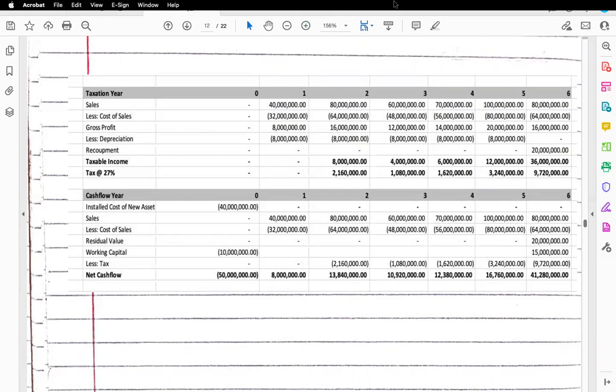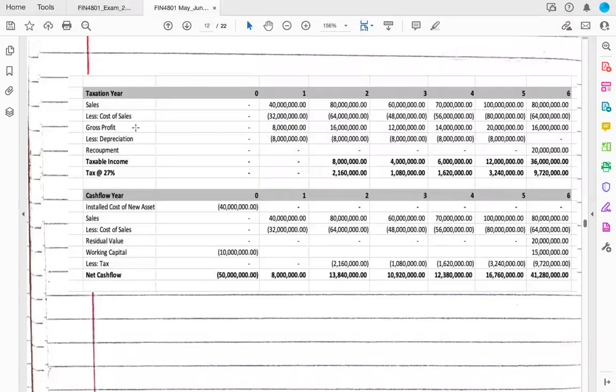So to calculate the tax, you have to recreate your income statement. And of course, your income statement starts with your sales, and then it has your cost of sales, then you get your gross profit, then you subtract your depreciation or any other operating costs if you're given. Okay, so let's start here, right?